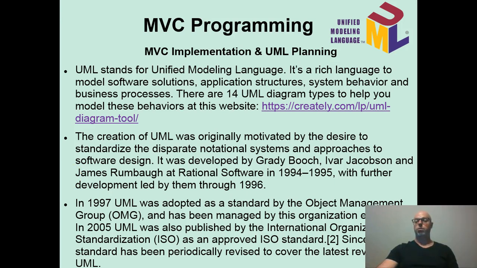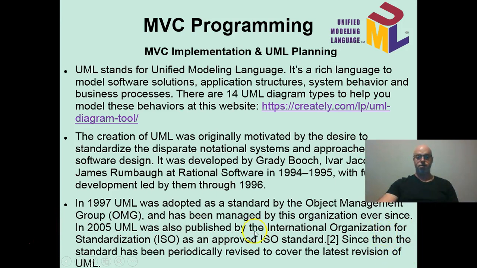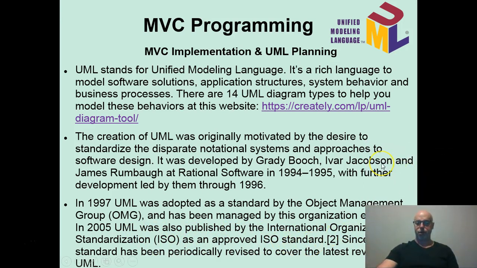There were too many ways of designing software. And so Booch, Jacobson, and Rumbaugh at Rational Software came up with this UML idea in 1994. In 1997 it was adopted by the Object Management Group. And in 2005, it was published with the ISO, the International Organization for Standardization. So now it's been adopted by everybody.